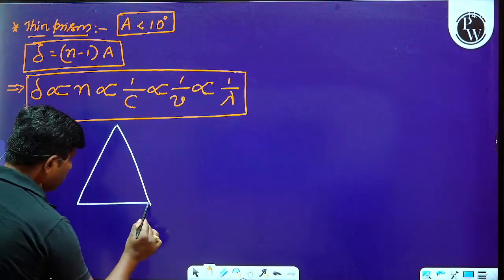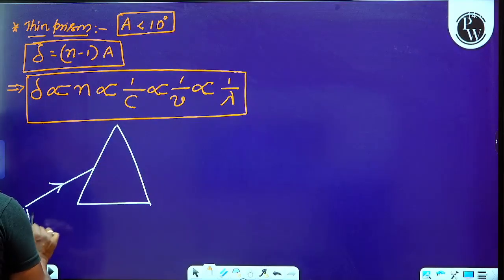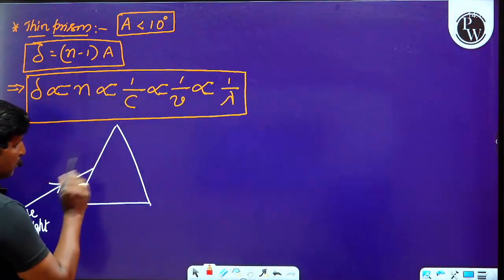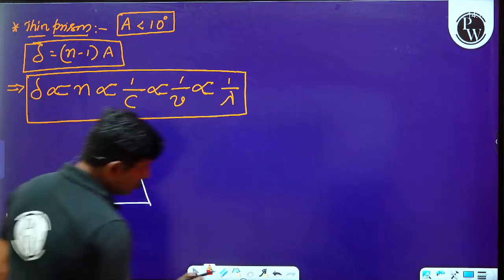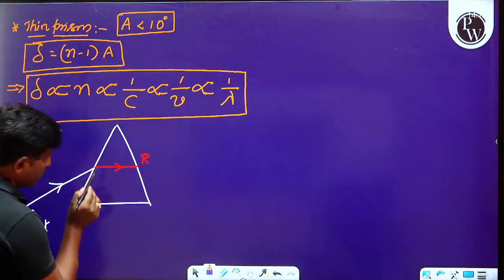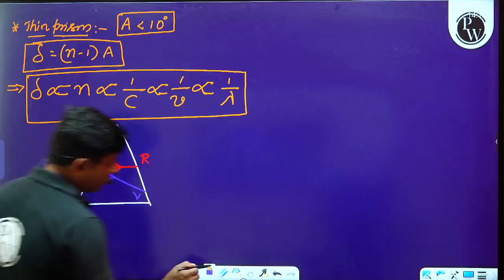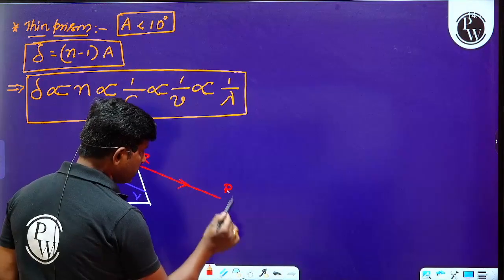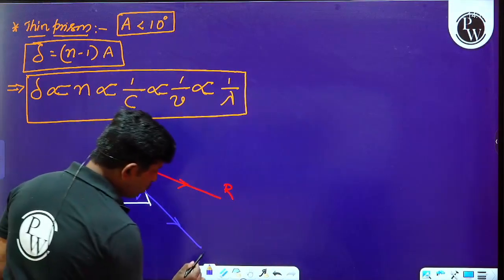Okay, now have a look here. Whenever white light is made to be incident on the prism, what is white light? White light is nothing but the composite light. Please observe this. This is the red color, and let us assume this is the violet color. The red color deviates least, and violet color deviates most.